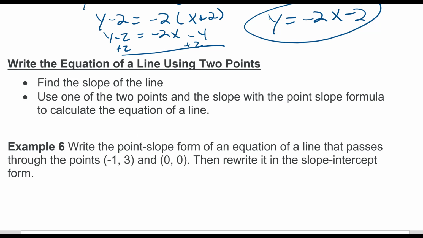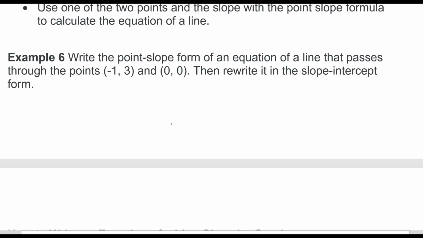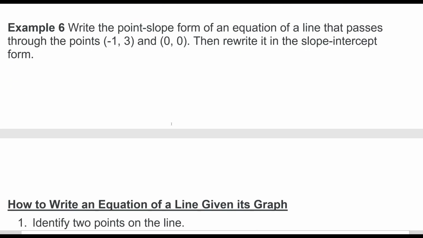So, write the equation of a line using 2 points. You're going to find the slope of the line, use one of the 2 points and the slope in the point slope formula to calculate the equation of the line, and then usually put it in slope-intercept form. Write the equation of the line that passes through (negative 1, 3) and (0, 0). Then rewrite in slope-intercept form. So it'd be like saying 0 minus 3 over 0 minus negative 1 is negative 3 over 1, or just negative 3.